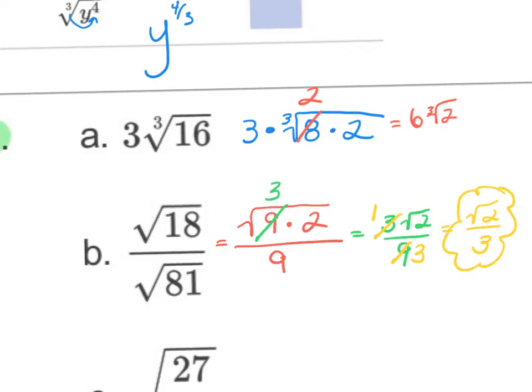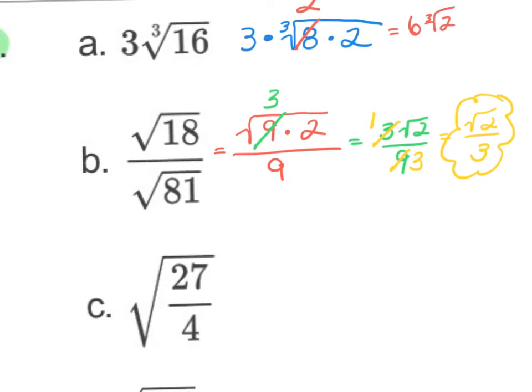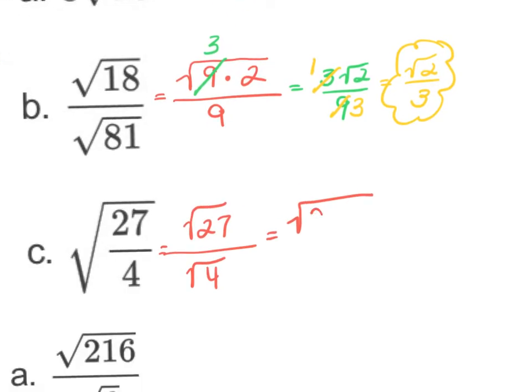We're going to use all of our rules for breaking stuff down. And C, I have one huge radical. Well, I can break that down into square root of 27 over the square root of 4. I don't know what the perfect square root of 27 is, but I do know I can break 27 up into what and what? 9 and 3. 9 times 3. And I know that the square root of 4 is?